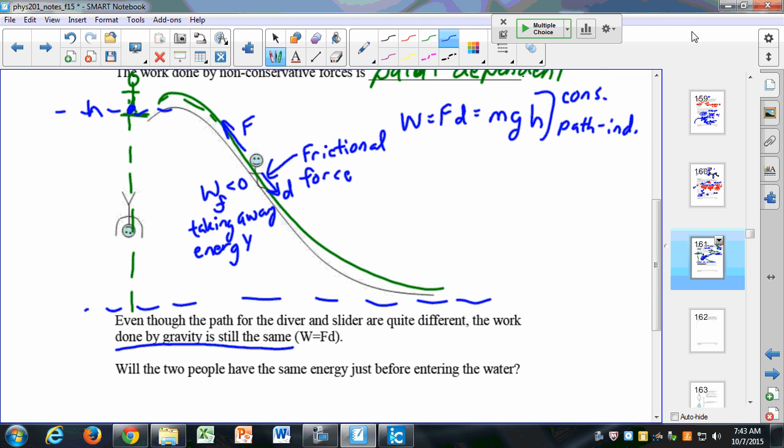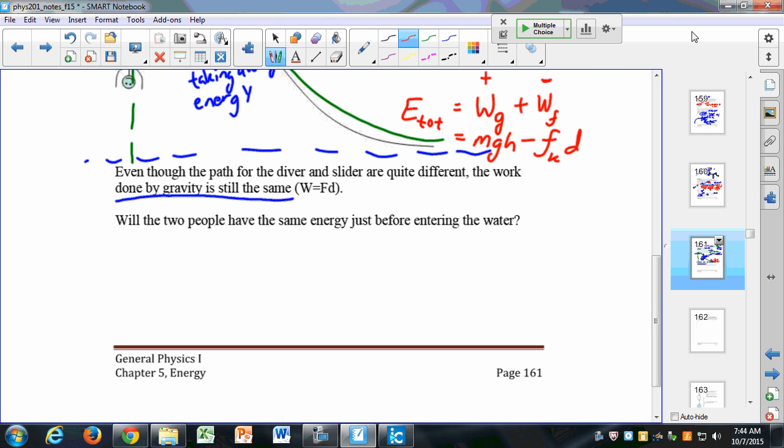All right, so then the total energy of this guy when he gets to the bottom will equal the work that's done by the gravitational force. Remember, this was a positive work, plus the work that's done by the frictional force. Remember, this was a negative work. So it'll have some value that's less than that. We could actually calculate it. We could say it's m times g times h minus the frictional force, which is kinetic frictional force, times the distance that he travels. Notice that the frictional force here is path dependent.